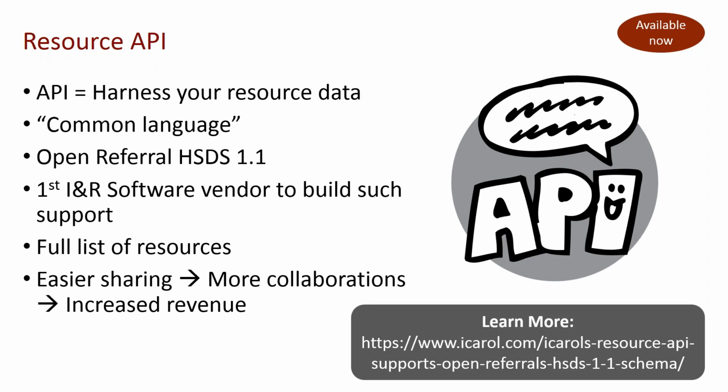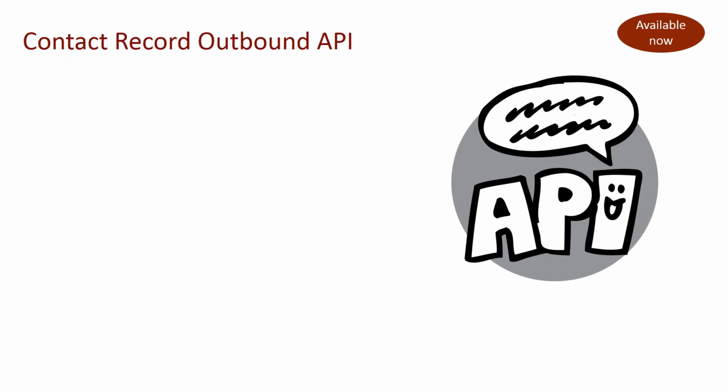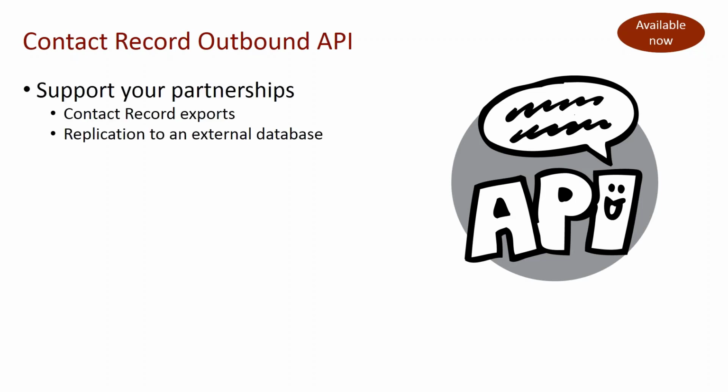But for now, I'll go ahead and move on and talk about another API, which is new. It's our contact record outbound API. Again, it's just the same general concept. It's taking data that you've entered and being able to share it. This is something where we really want to be able to support your partnerships, and we've always wanted to support your partnerships, and there are other ways that you can partner using your contact record.